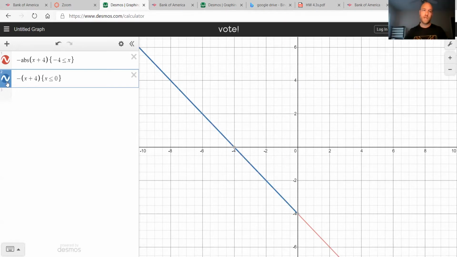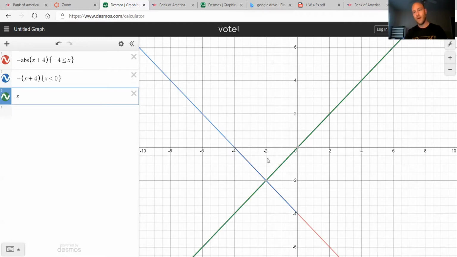But notice, of course, it is a reflection over the line y equals x, where one is going that way, one is going this way. And so that all seems to work. Interesting. Okay. I think that answers it.